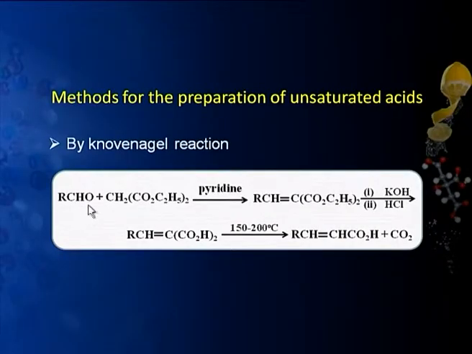There is one important reaction known as the Knoevenagel reaction that is used for the preparation of unsaturated acids. This involves the condensation of an aldehyde with malonic ester. Malonic ester is also diethyl malonate. This condensation occurs in the presence of a base like pyridine, and this oxygen of the aldehyde and this CH2 of the malonic ester eliminate a water molecule, and we get here RCH double bond, and the remaining portion of the malonic ester is there.